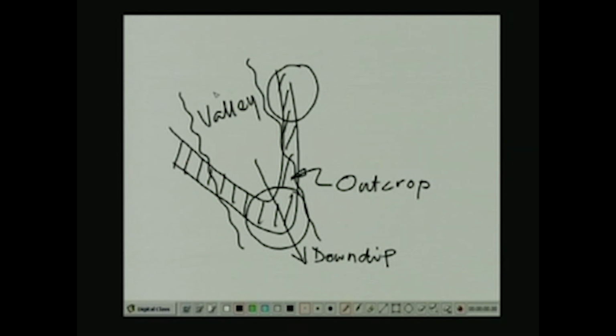So the valley could either slope in this direction, or this could be the valley slope, or the valley slope could be the other way around. Irrespective of the direction in which the valley slopes, the down dip direction is going to be pointing towards the sharp corner of the V if you have got a dipping layer crossing a particular valley.